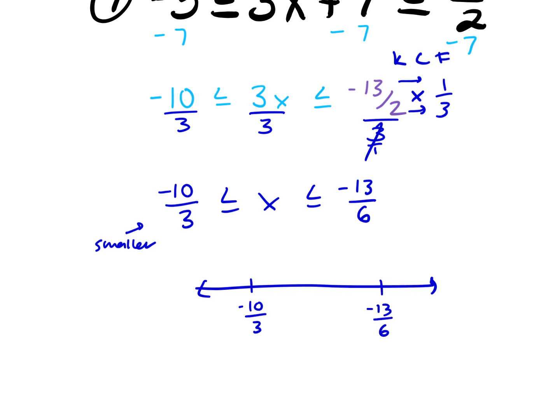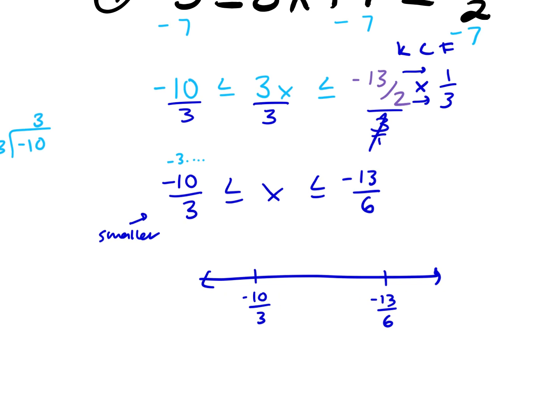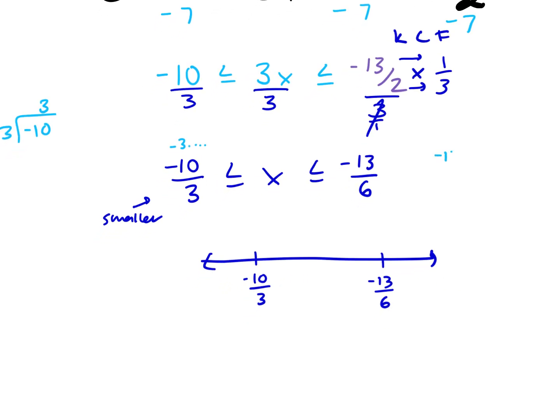If you're not sure which number is smaller, you can always divide your fractions to see approximately what the number is. We have negative 10 divided by 3, 3 goes into 10 about 3 times, so we could say negative 3 point something. For the other one, we would divide negative 13 by 6. 6 goes into 13 about 2 times. This would be negative 2 point something. So negative 3 is smaller than negative 2 because it's a bigger negative. So it would be a smaller number.